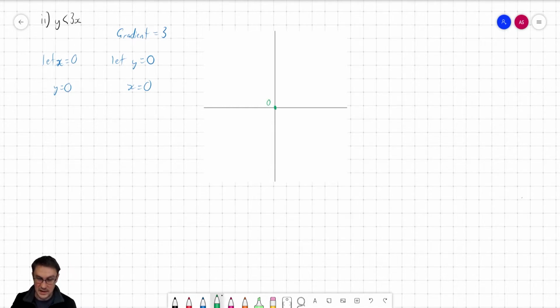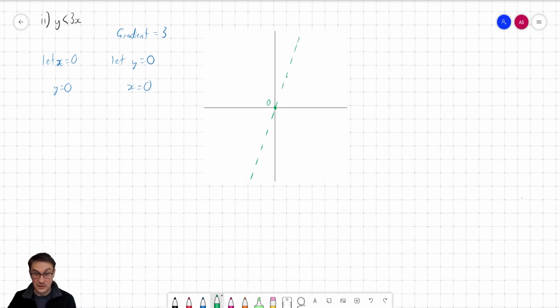Then in addition to that, we have a gradient of 3. So that means it's roughly going to go up 3 for every one we go across. So a line which is roughly reflecting this is going to be here. Now for this line in particular, you will notice that it is a broken line here.